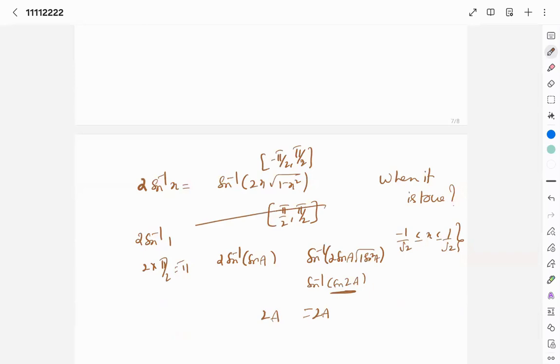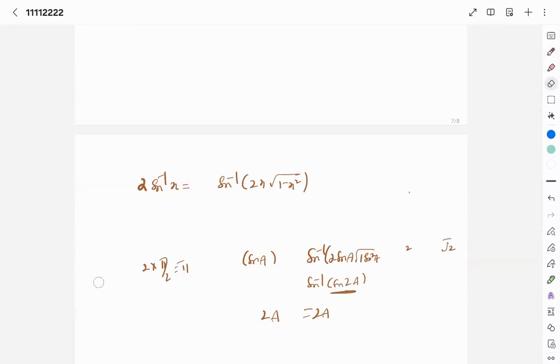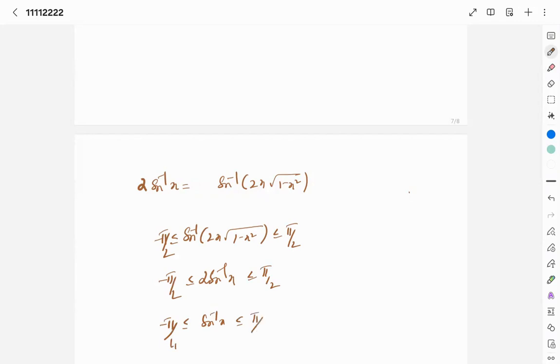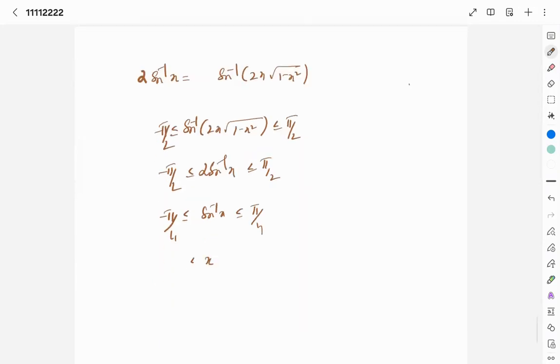So this relation is true within the boundaries. I told you in the beginning, it is a domain and range game. Sin inverse of 2x under root 1 minus x square must lie between these limits. Here 2 sin inverse x must lie between them. Sin inverse x must lie between them. So x lies between.